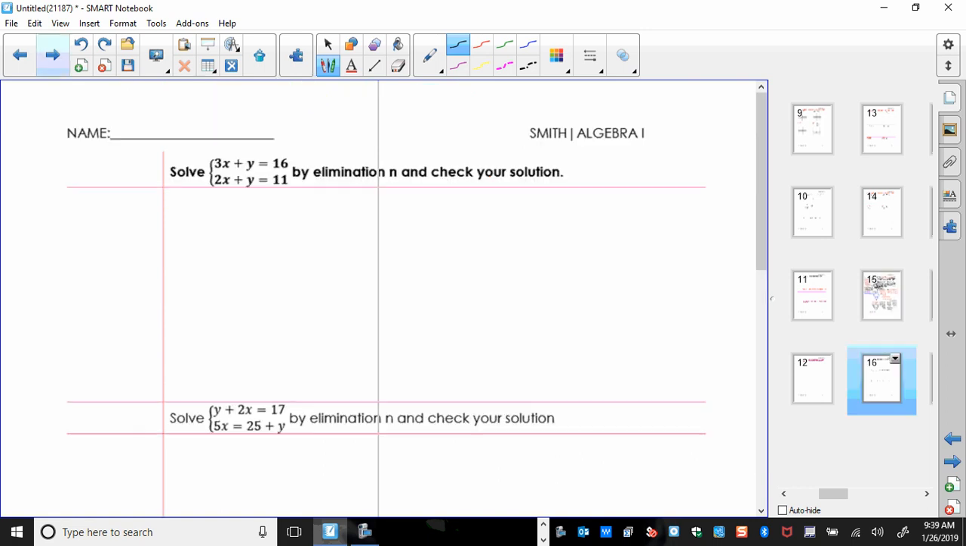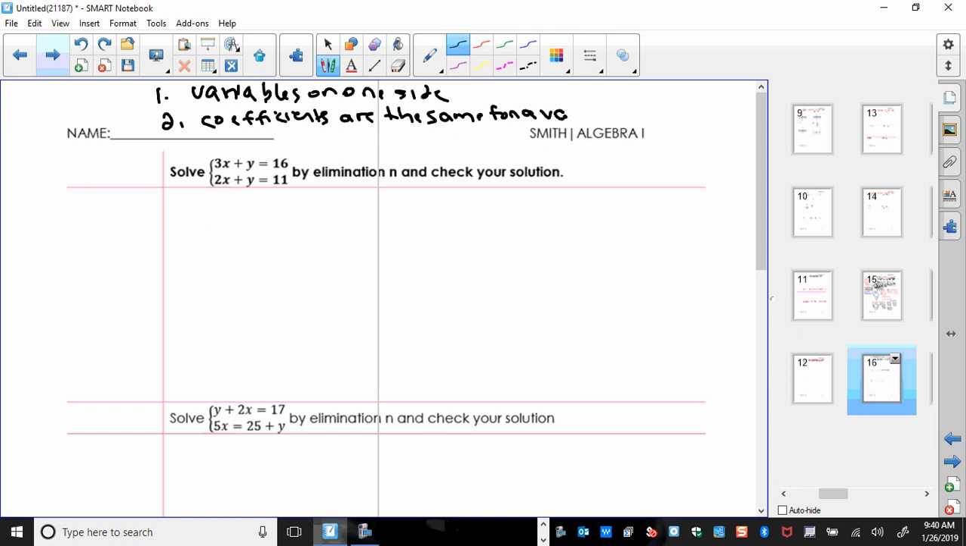Okay, moving on. 3x plus y equals 16. 2x plus y equals 11. Those are my equations. We're solving by elimination. We're going to check the solution. So things we're checking for: 1, variables on one side only, right? 2, coefficients are the same for a variable. 3, coefficients are opposites.